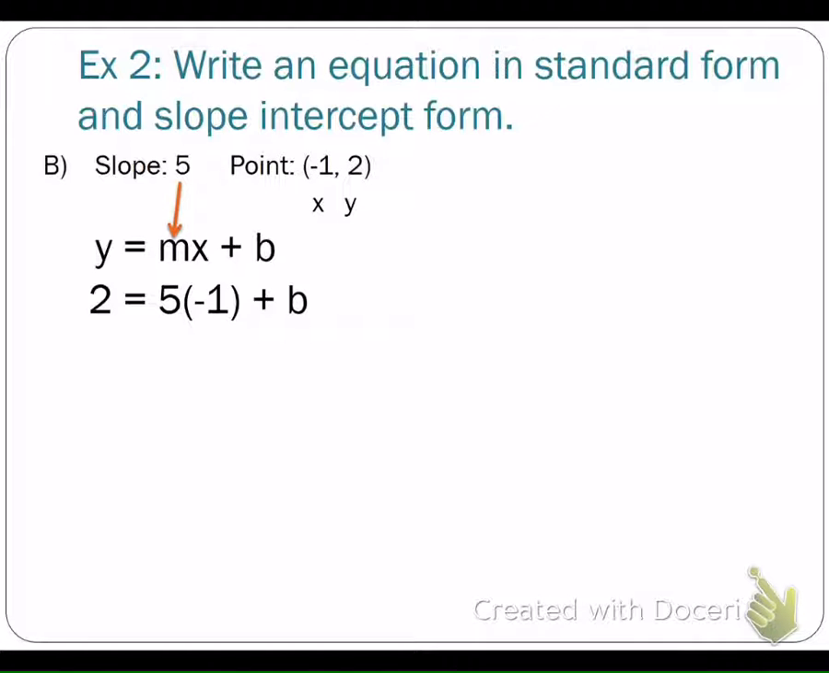What is 5 times -1? And then we add 5 to both sides. What is b? 7. Good.